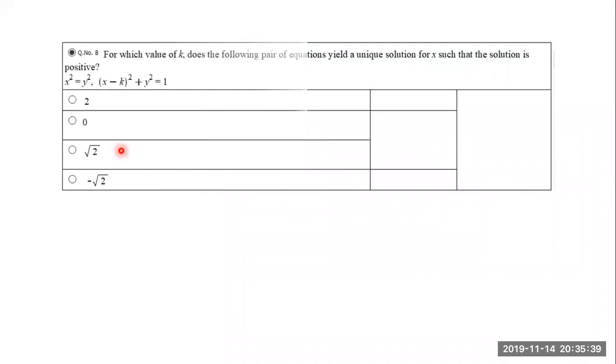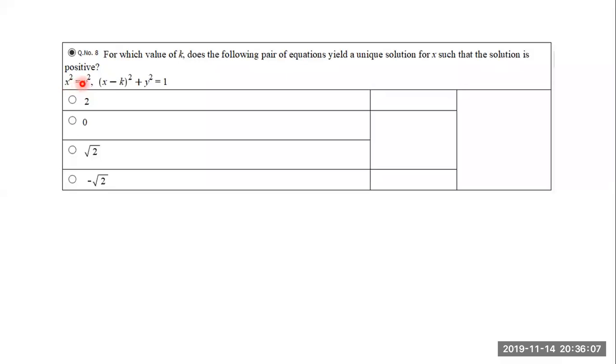Now, let's go to the next question. Question number 8. For which value of k does the following pair of equations yield a unique solution? What do you mean by unique solutions? Same value, only one solution, no two distinct solutions. That means discriminant should be 0. What is discriminant? B squared minus 4ac should be 0, such that the solution is positive. Another thing is the solution should be positive.